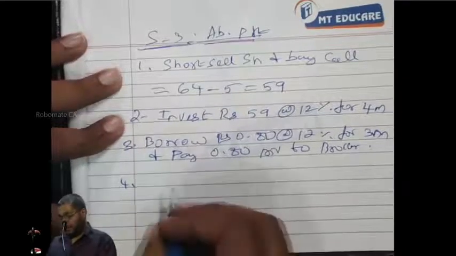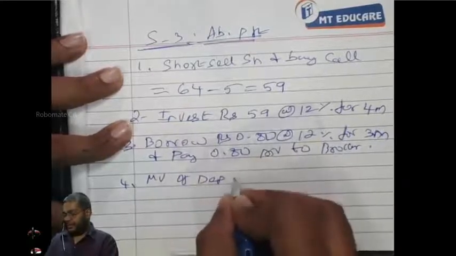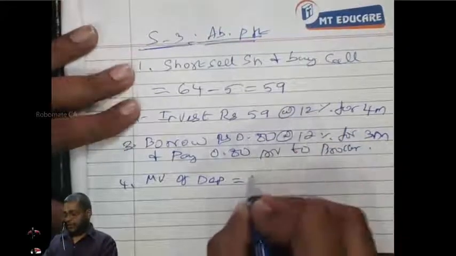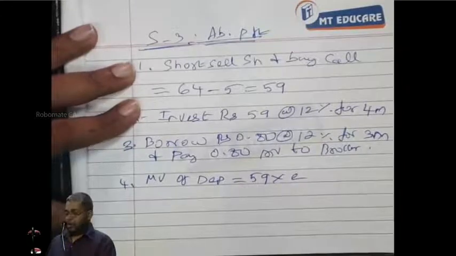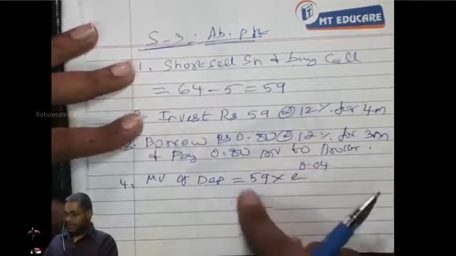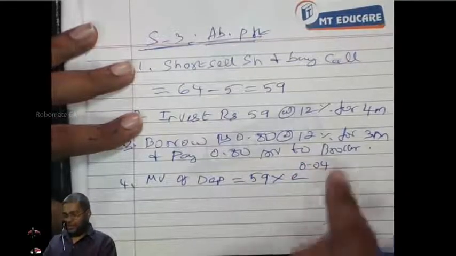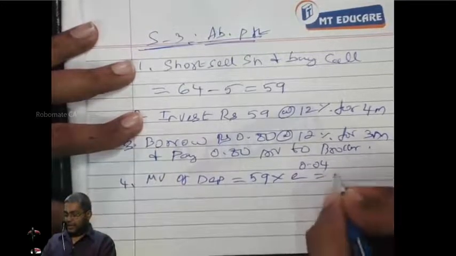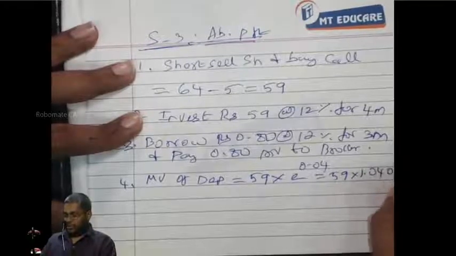Now, point number 4: the maturity value of the deposit is equal to 59 into e power how many months? 4 months, so 0.04. 59 into e power 0.04, compounded for 4 months at 12%. Already we have the number from earlier: it is 59 into 1.0408.